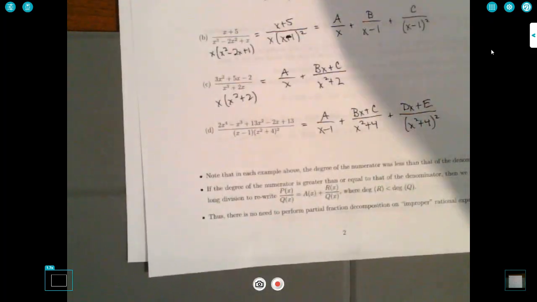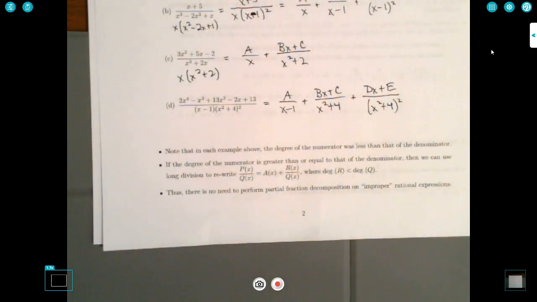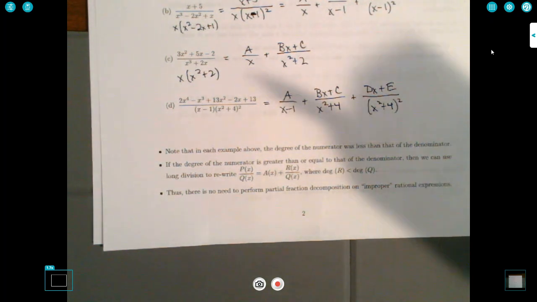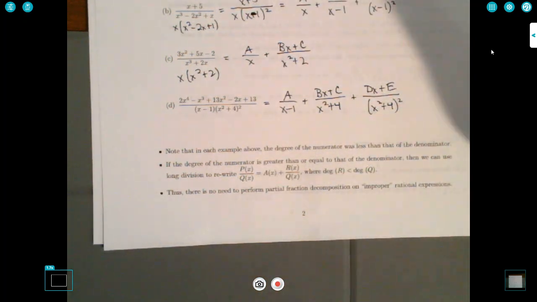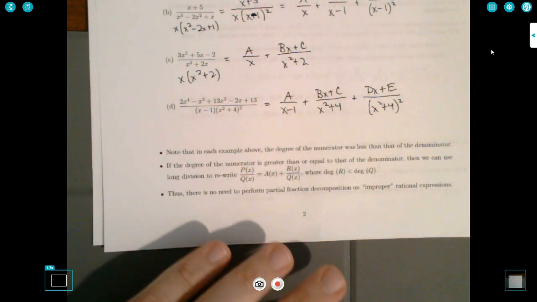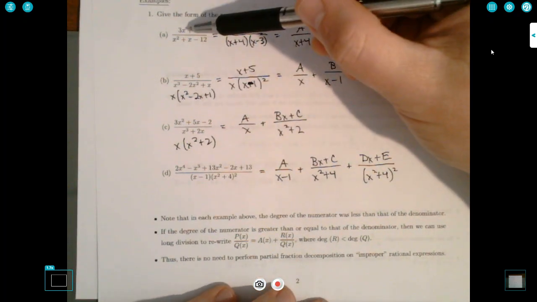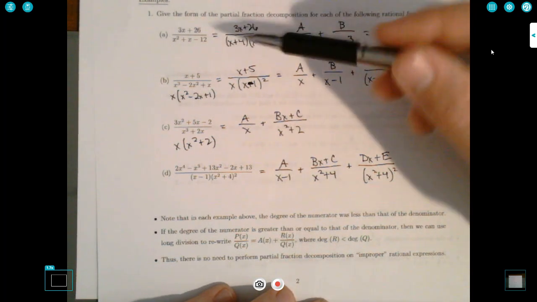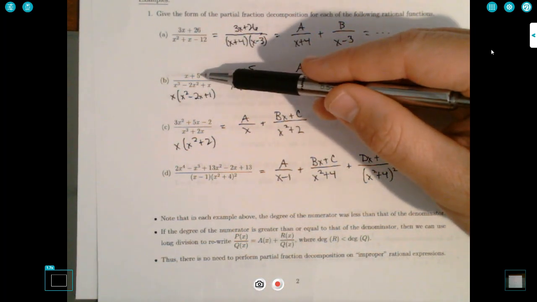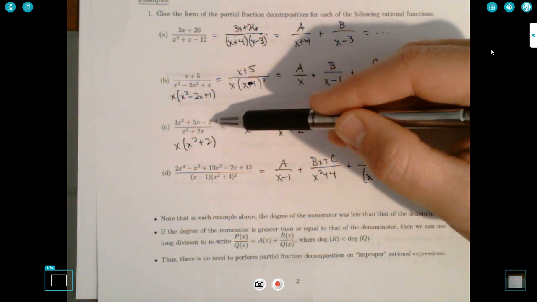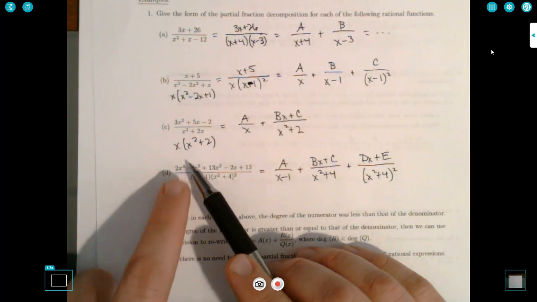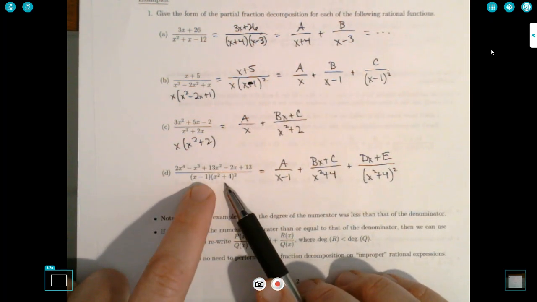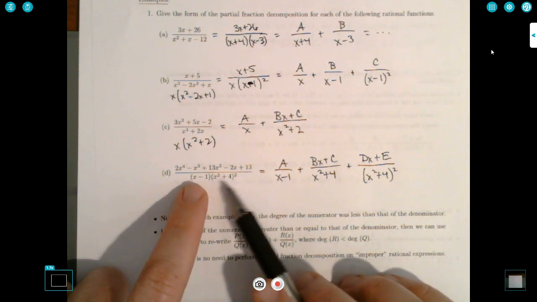One last thing to point out, and then we'll look at some examples and do some integration. In the examples above, the degree of the numerator was always less than that of the denominator. Here, the degree of the numerator was 1, and the degree of the denominator is 2. Degree of the numerator is 1, denominator is 3. Degree of numerator is 2, denominator is 3. Here, the degree of the numerator is 4, and the degree of the denominator would be 4 plus 1, so 5.